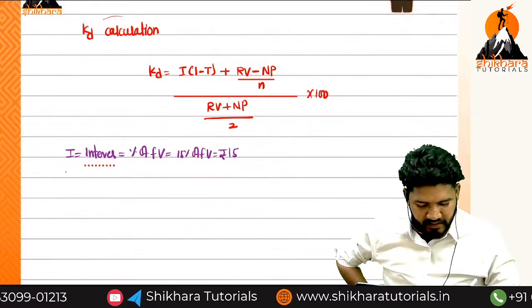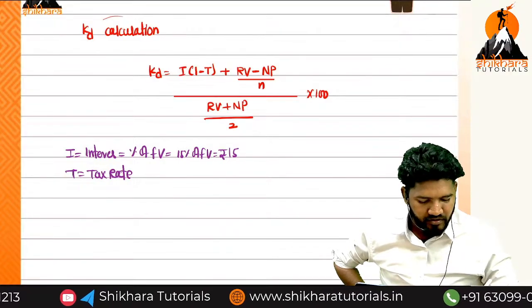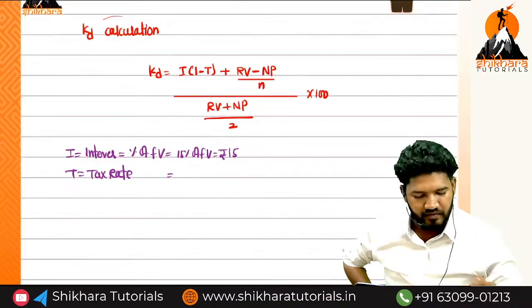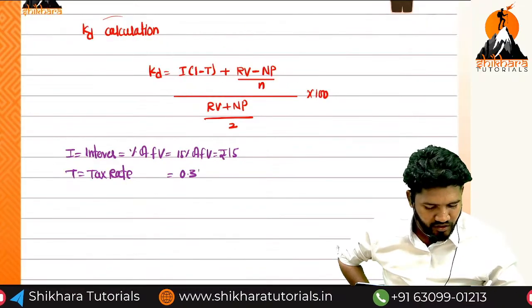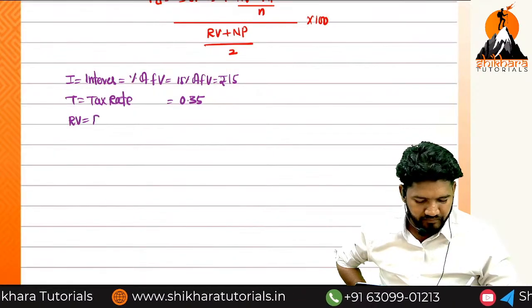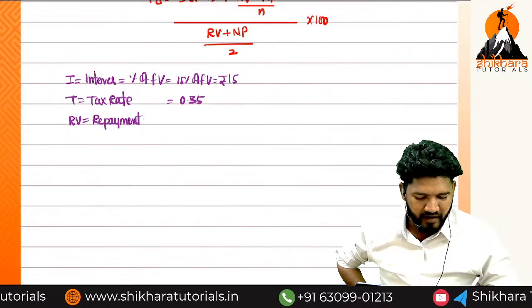Next one, T represents tax rate. Now how much? 35%, 0.35. RB represents repayment value.